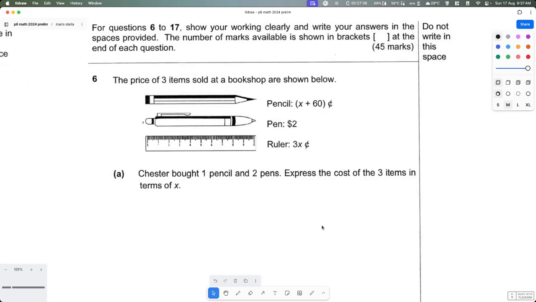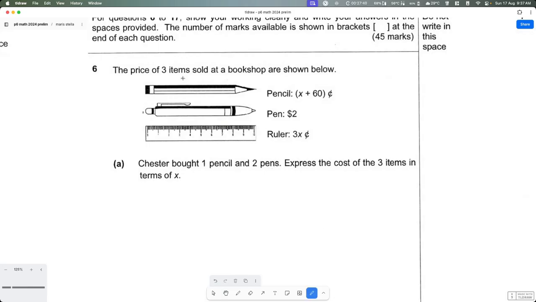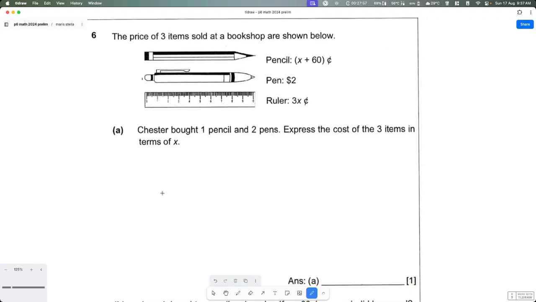Question number 6. The prices of 3 items sold at a bookshop are shown below. Pencil is X plus 60 cents, pen is $2, and ruler is 3X cents. Chester bought 1 pencil and 2 pens. Express the cost of the 3 items in terms of X.